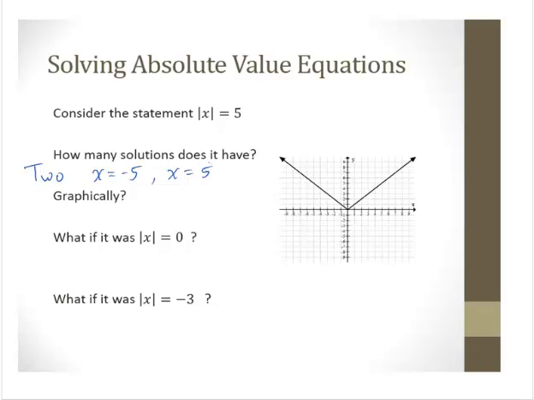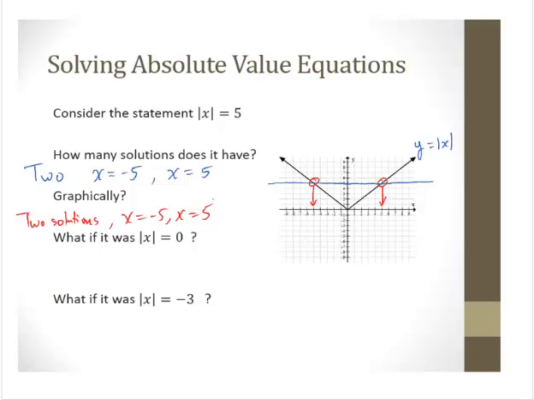And we can see that graphically as well. On this graph, we have graphed the function y equals the absolute value of x. If I draw the horizontal line at y equals 5, I see that it has two intersections. Here's 1, and here's 2, and those correspond to when x is negative 5 and when x is positive 5. So again, we see two solutions, x equals negative 5 and x equals positive 5.